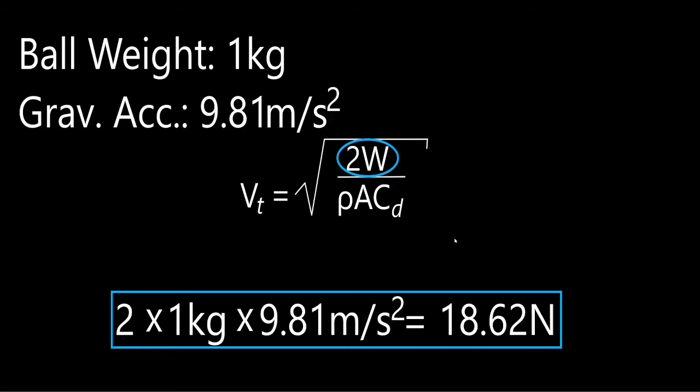So as the first element, we have the 2W. Here we'll have to take the ball weight, which in our case is 1 kilogram, times the gravitational acceleration, which is 9.81 meters per second squared, and double all of that. As you see down here, this would result in 18.62 Newton. Newton being a unit of force.